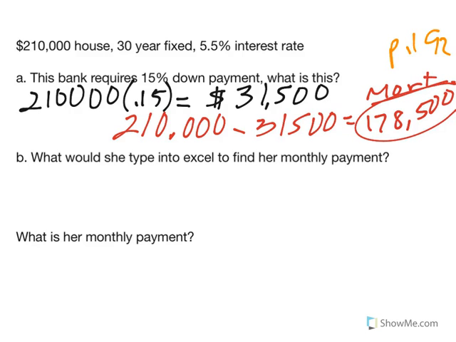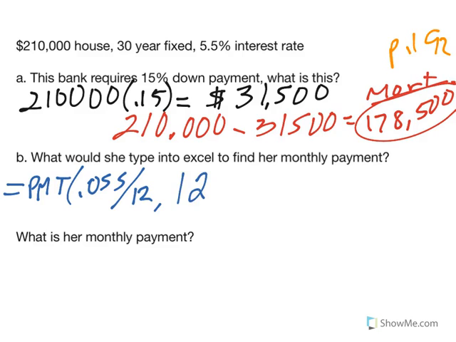So typing this into Excel, we need the payment function, right? Because we want to figure out how much she's going to pay. So equals PMT. Now, what is her interest rate? Her interest rate is 0.055, but that's an annual rate. So we need to divide that by 12, comma. That's the first part. Then the next part is how many payments is she going to make? Well, 12 per year times 30 years for the life of the loan, comma.